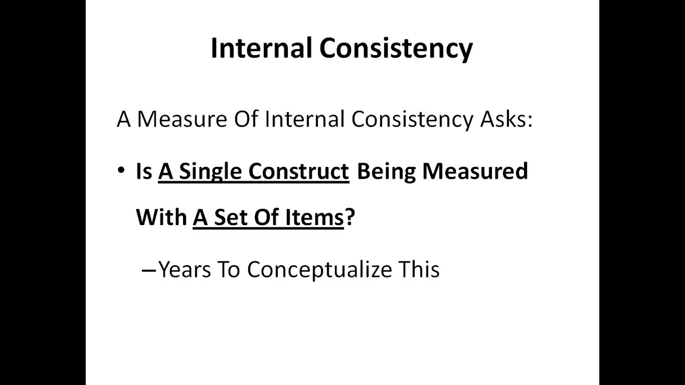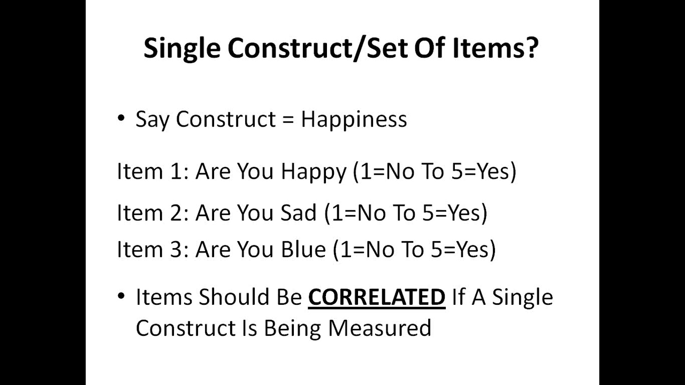Internal consistency. A measure of internal consistency asks, is a single construct being measured by a set of items? Right, it took me years to conceptualize this, so hang on, because I'm going to compress years into about 10 minutes. Say we had a construct, and the construct was happiness. That's what we're trying to measure. We want to know if a series of items measures the construct of happiness.